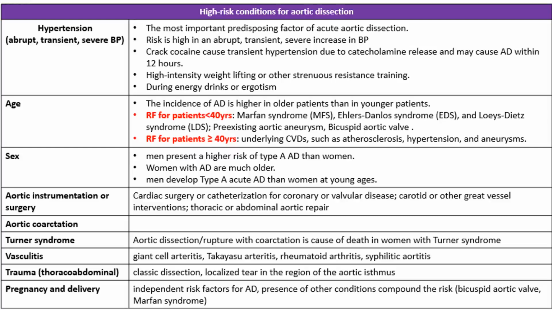The most important predisposing factor of acute aortic dissection is systemic hypertension. In the IRAD review, 72% of the patients had a history of hypertension. Hypertension was more common in those with a type B dissection compared with a type A dissection. More importantly, an abrupt, transient, severe increase in blood pressure has been associated with acute aortic dissection through various mechanisms.